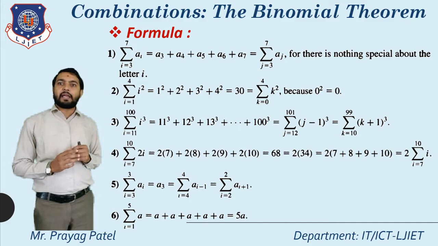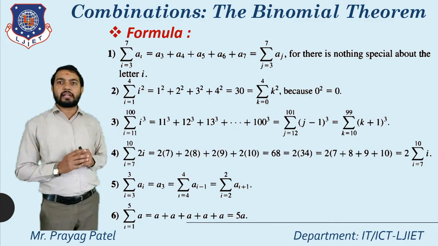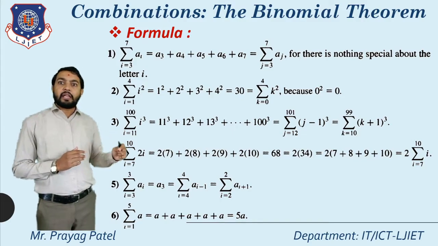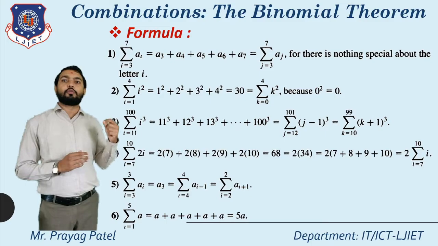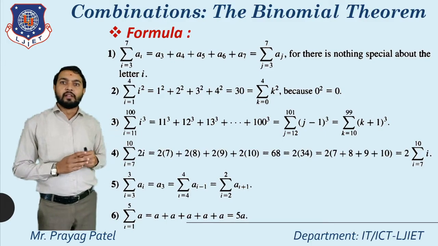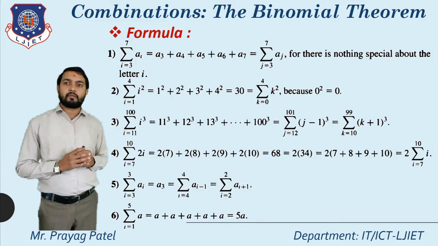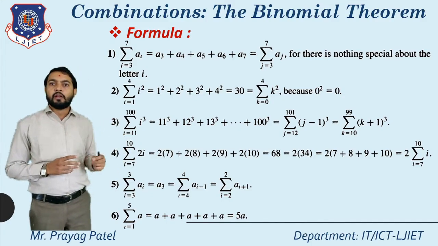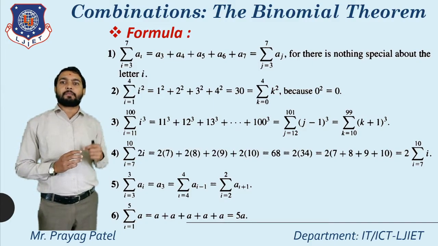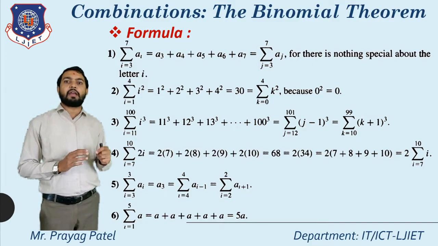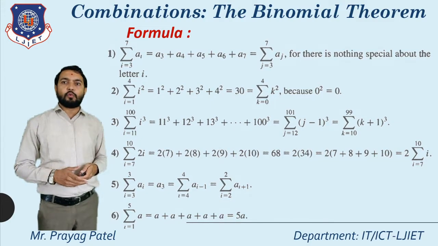Now the fifth formula, sigma i equal to 3 to 3 of a of i, directly we can say is a3. Then if we change the limit from 4 to 4, sigma i equal to 4 to 4 of a of i minus 1 is equal to sigma i equal to 2 to 2 of a of i plus 1. These three are equal. Now the last formula, sigma i equal to 1 to 5 of a, that means a plus a, 5 times, that means 5a is the resultant value. So these are the different formulas.